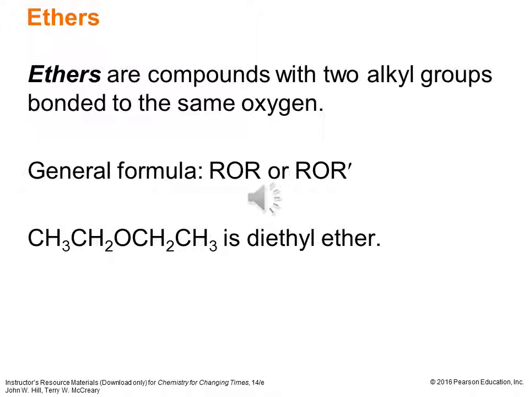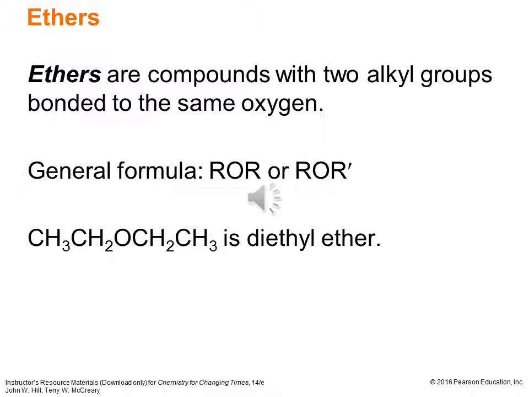Okay, so ethers, instead of having an OH group at the end like an alcohol, an ether has an oxygen group as a bridge in the middle of two hydrocarbon groups. So we see here the general formula of ROR or ROR prime. Those R's denote some organic group, and they can be the same. That's why we see the ROR, or they can be different. That's what that ROR prime means, where the two carbon groups are different.